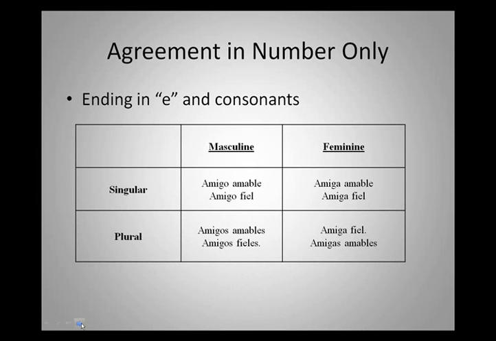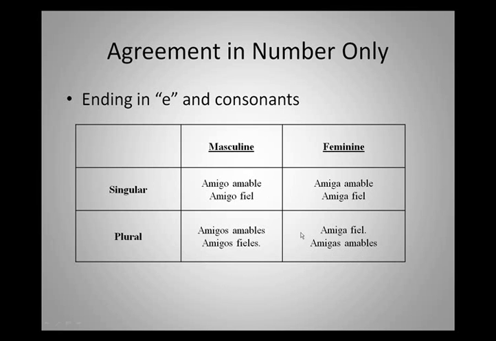Let's see some examples. So here we're working with 2 adjectives, amable and fiel. Okay, amable obviously ends in the E and fiel ends with a consonant. So these are just going to change for plurality or number. Amable, amigo amable, is the same for amiga amable. But when we are talking about more than one, we say amigos amables. Right? Amigas amables as well.